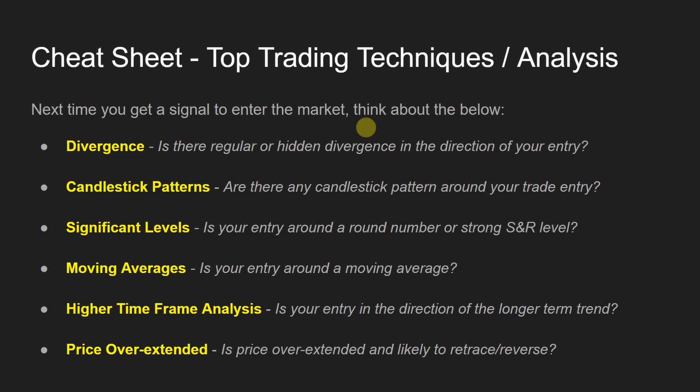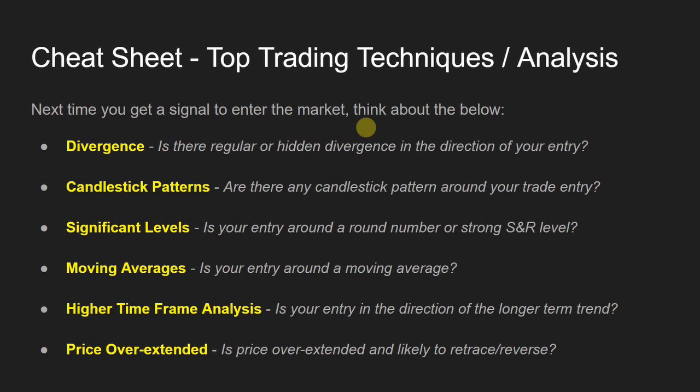And if I'm looking at divergence, for example, if I see a hidden divergence inside an uptrend, which potentially is a trend continuation pattern to continue to go long in the market, and I see a bullish pin bar form on a pullback, that gives me another layer of confirmation that price potentially is going to continue to the upside.